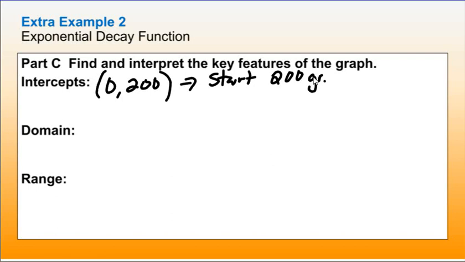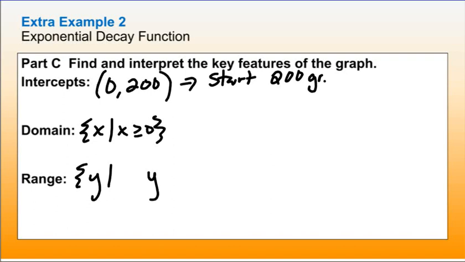The domain here would be x such that x would have to be greater than or equal to 0. Our range here would be y such that y has to be greater than 0, but the maximum you can have is 200. As you can tell from our graph, it doesn't go above 200.